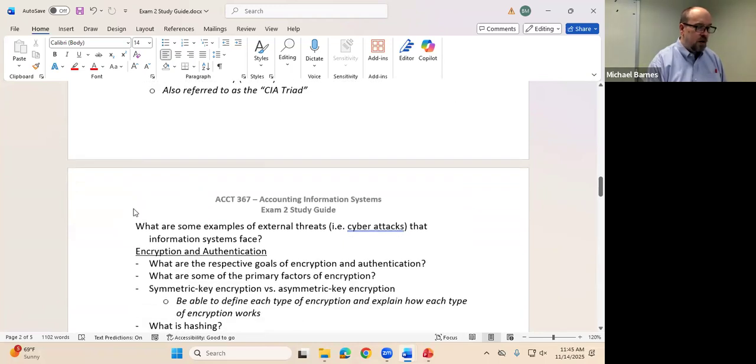As far as examples of external cyber attack threats that information systems face, there was a big long list on the slides. You do not need to know every single one of these. I'm not going to ask you to list those out, but you might want to revisit the discussion we had over a few of those because some of them are more prevalent.